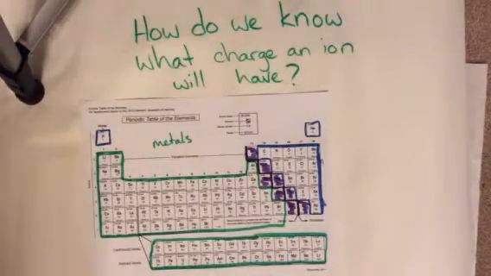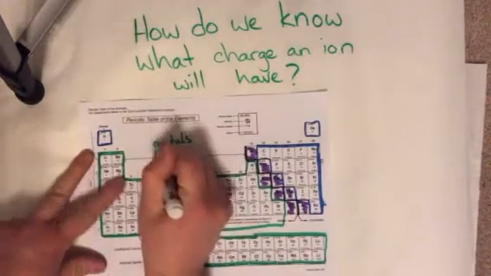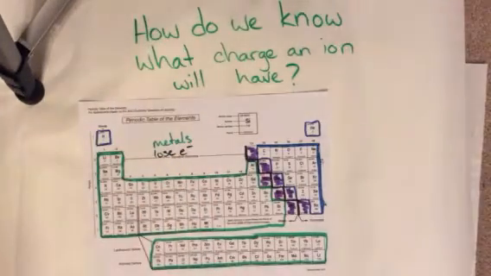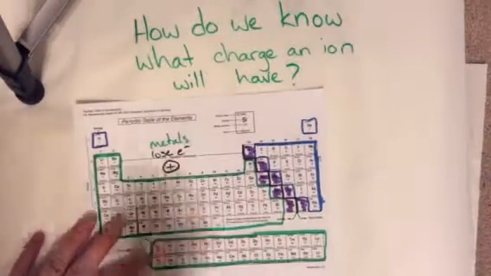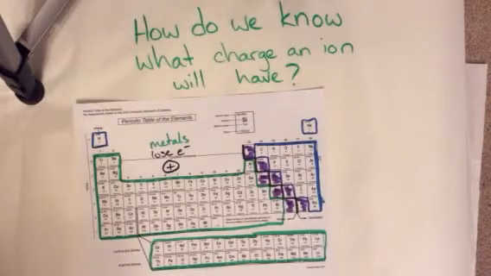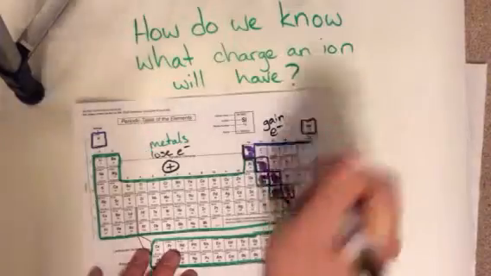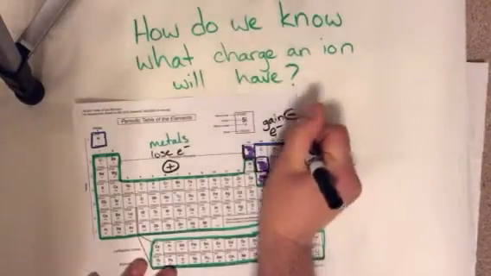Now, metals lose electrons. If you lose a negative charge, you become positive, right? Remember when we were counting the protons, the neutrons, and the electrons? If you lose an electron, you become positive. So metals are always positive. Nonmetals gain electrons. And if you're gaining a negative charge, more and more negative, that means that you are negative.